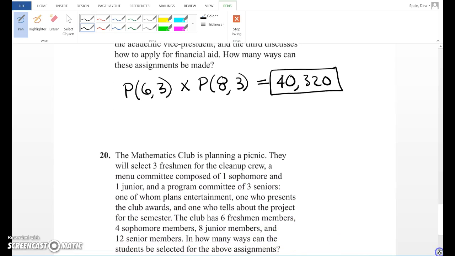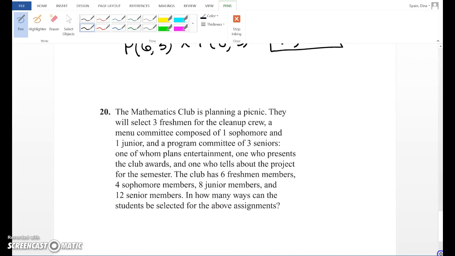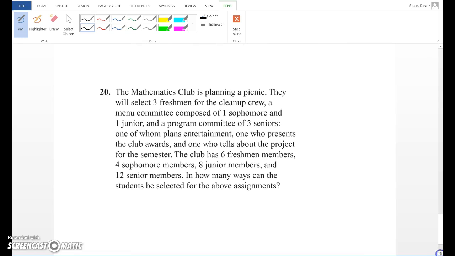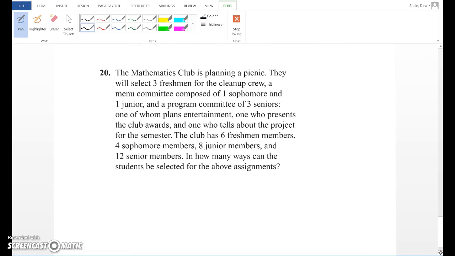Okay, let's look at one last one. That's it. All right, about 8 minutes. Got plenty of time for this last one. All right. For this one, it says the math club is planning a picnic. They will select 3 freshmen for the cleanup crew. Let's stop right there. 3 freshmen for the cleanup crew.